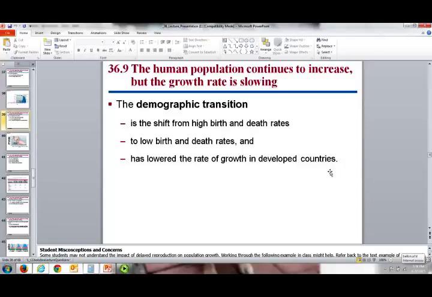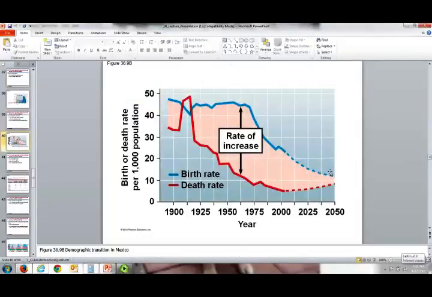So it's a demographic transition, a shift from high birth rates and death rates to low birth rates and death rates. And it has lowered the rate of growth in developed countries as well. So here in the blue you can see the birth rate, here in the red you can see the death rate, and where there's a bigger separation, that's the rate of increase.